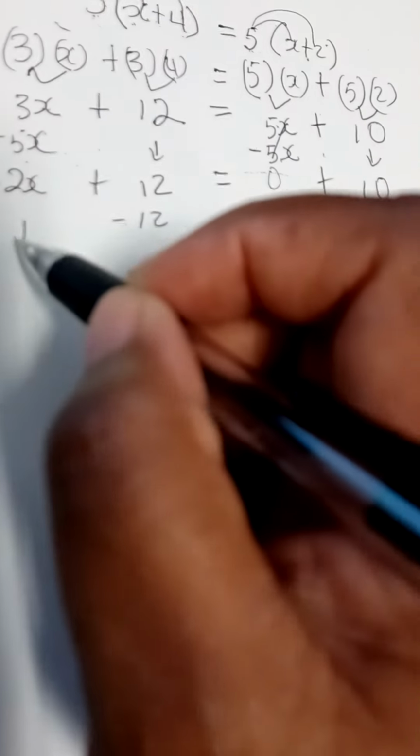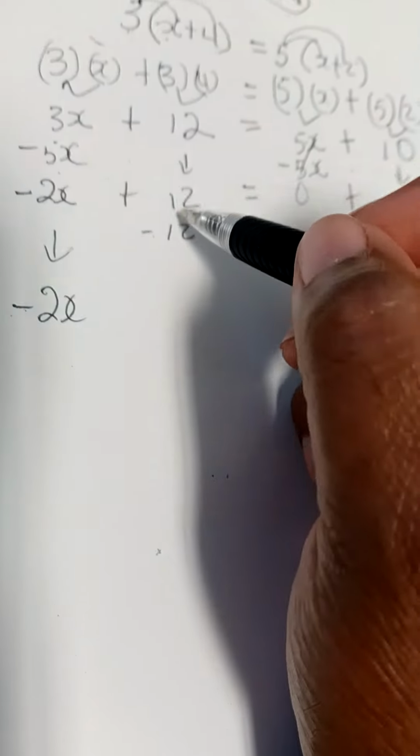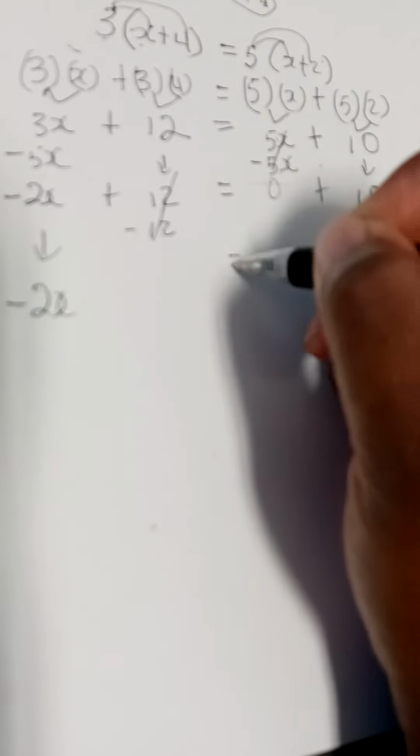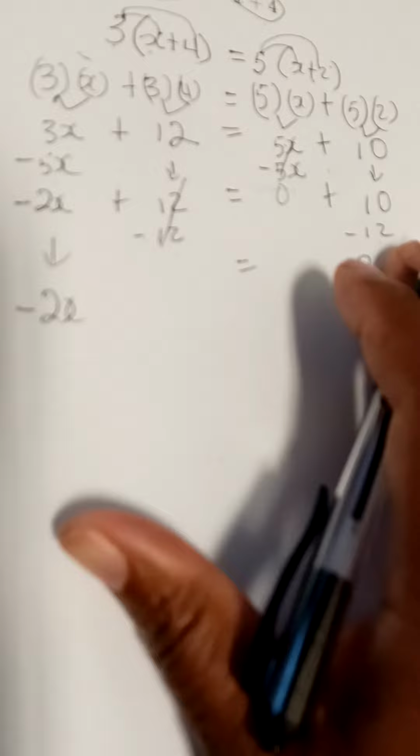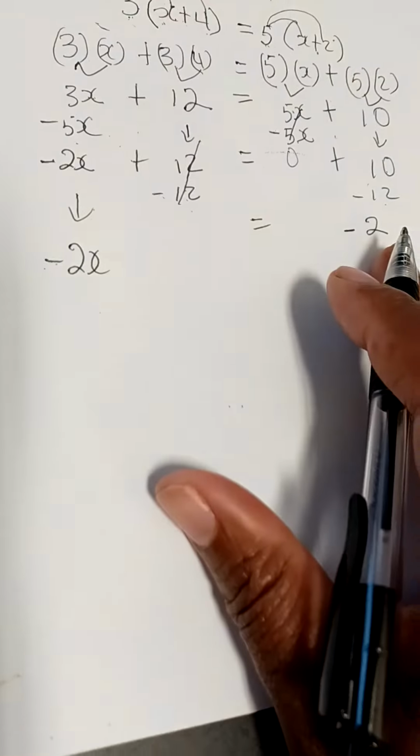So I'm going to bring down my negative 2x, and I have a positive 12 and a negative 12. Those cancel out each other. And on the other side, I have positive 10 minus 12, which is going to give me negative 2. At this step, if you do not know, you could use your calculator. If you do not know how to do your integers, I'm going to show you how in another video. So here we have negative 2.